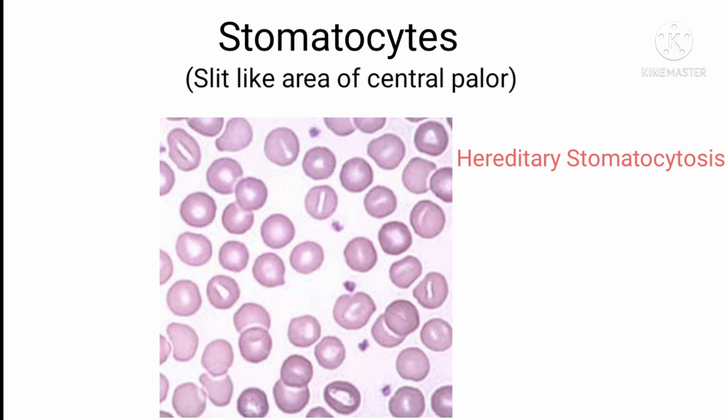The next one is stomatocytes. In stomatocytes, the red blood cells have a slit-like area of central pallor. Normally, we all know that RBC has 1/3 central pallor, but here it has a slit-like area of central pallor instead of 1/3 central pallor. So it's mostly seen in hereditary stomatocytosis and liver diseases.